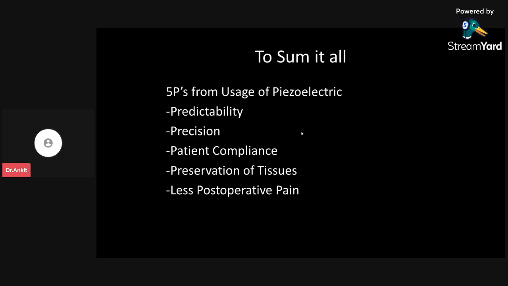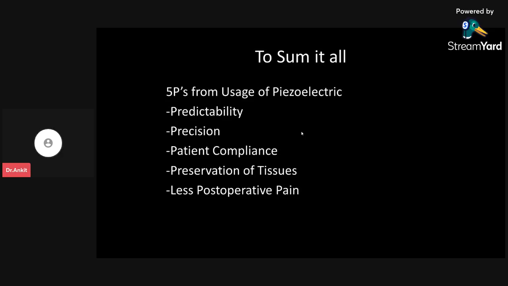Obviously, we will be seeing the use cases in the coming lectures, that is the implants, the sinuses, and the advanced cases of piezoelectric units. In such cases, you would see the proper videos and proper images in coming slides. And the piezoelectric is predictable in nature, which you have seen.